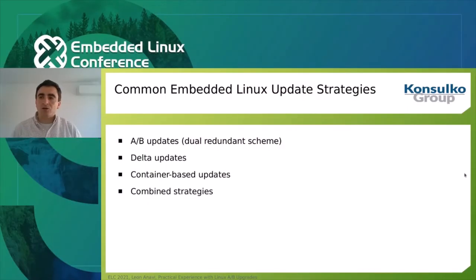The next common strategy are delta updates. They're interesting because only a very small portion, the binary delta of the difference between the old and new version, is distributed. This saves bandwidth. However, it's a little bit tricky if the device is not working properly after the update, as the fallback sometimes might not be possible if the device is not even booting after the update.